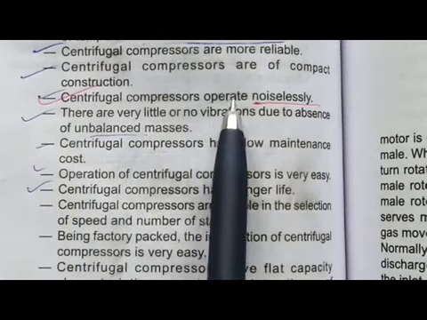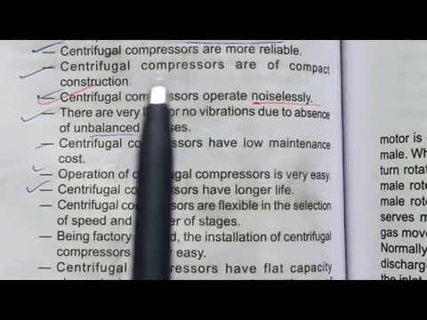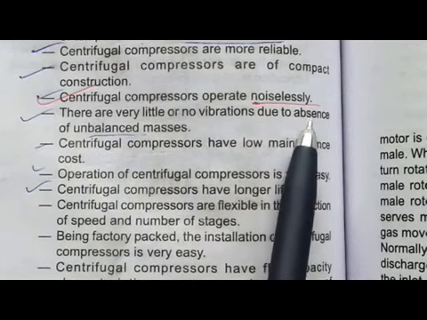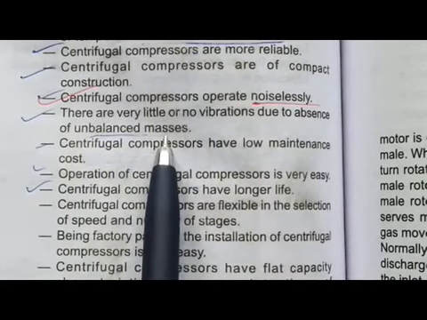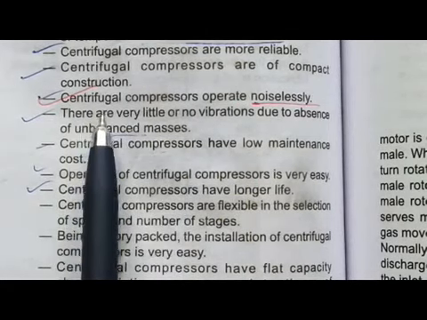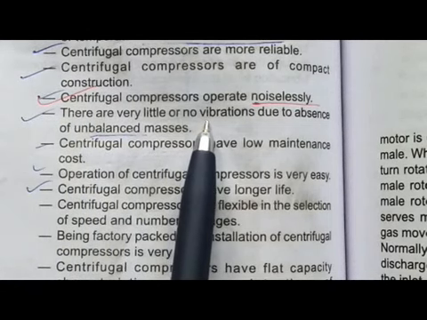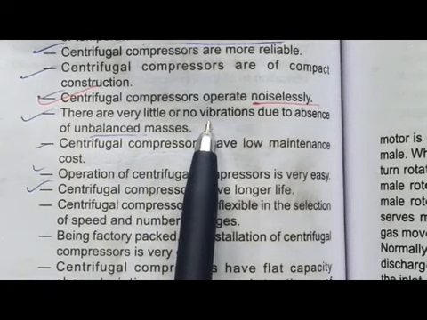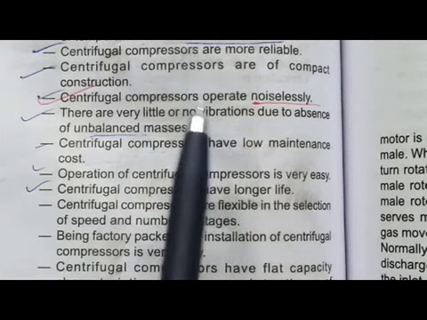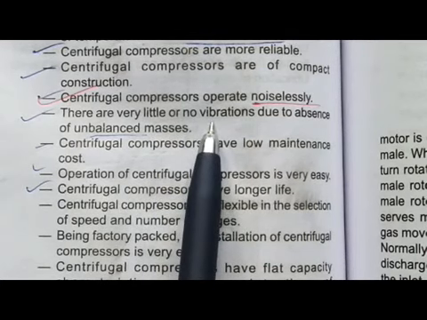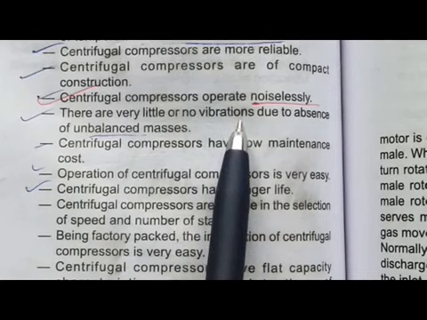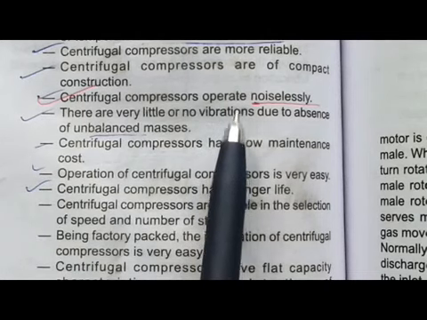Centrifugal compressors operate noiselessly. There is very little or no vibration due to the absence of unbalanced masses. In a reciprocating compressor there is a piston-cylinder arrangement, so there may be chances of unbalancing force or torque on the system. You have to use a flywheel on the crankshaft, so there is a chance of vibration in the reciprocating compressor. But in the centrifugal compressor there is a low chance of vibration.